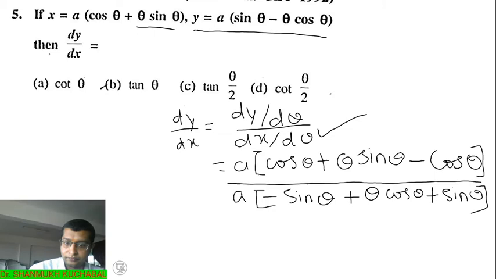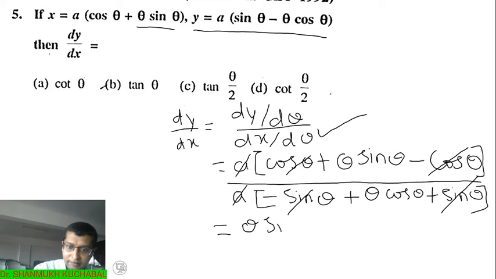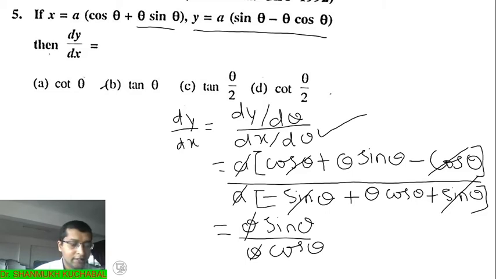So a and a get cancelled. Further plus cos theta and minus cos theta get cancelled, and then minus sine theta and plus sine theta get cancelled. We get this as theta sine theta whole divided by theta cos theta. Now theta gets cancelled, sine divided by cos is tan theta. Therefore option B is the right answer.